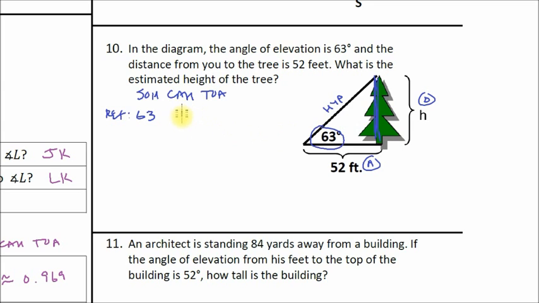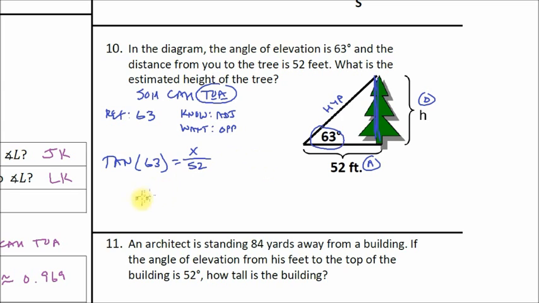So I'll just write this down. What do I know? I know adjacent. What do I want? I want the height of the tree, which is opposite. Adjacent and opposite means I'm using tangent. Tangent of 63 is going to be opposite over adjacent. Opposite is our unknown side. Adjacent is our known side.